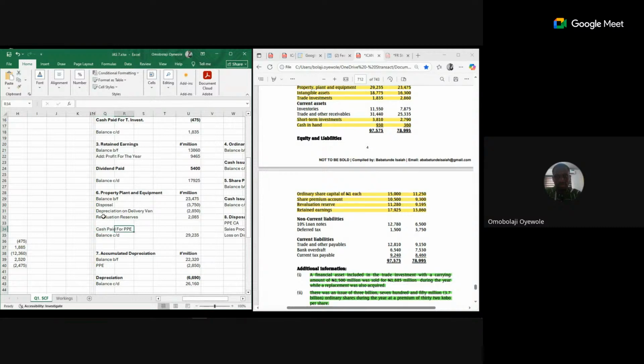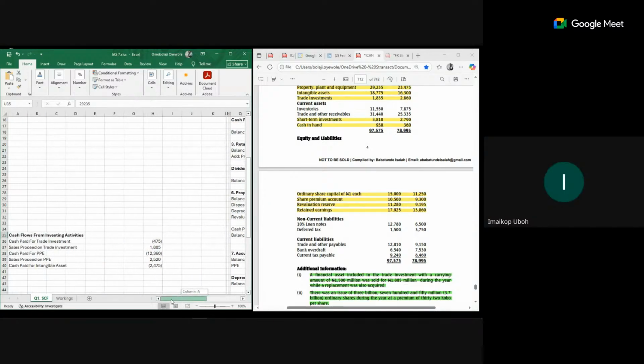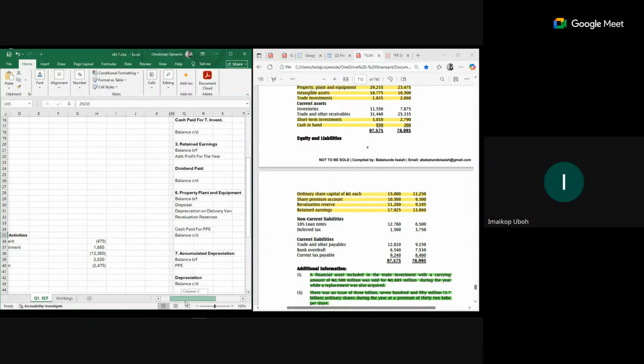So the cash paid for PPE will now be how much? Let's do that again. 23,475 minus 3,750 minus 2,850, plus 2,085, because the revaluation reserve will definitely be an inflow, minus 29,235. That will give us 10,275. How much did we have before? Cash paid for PPE, it was 12,360.